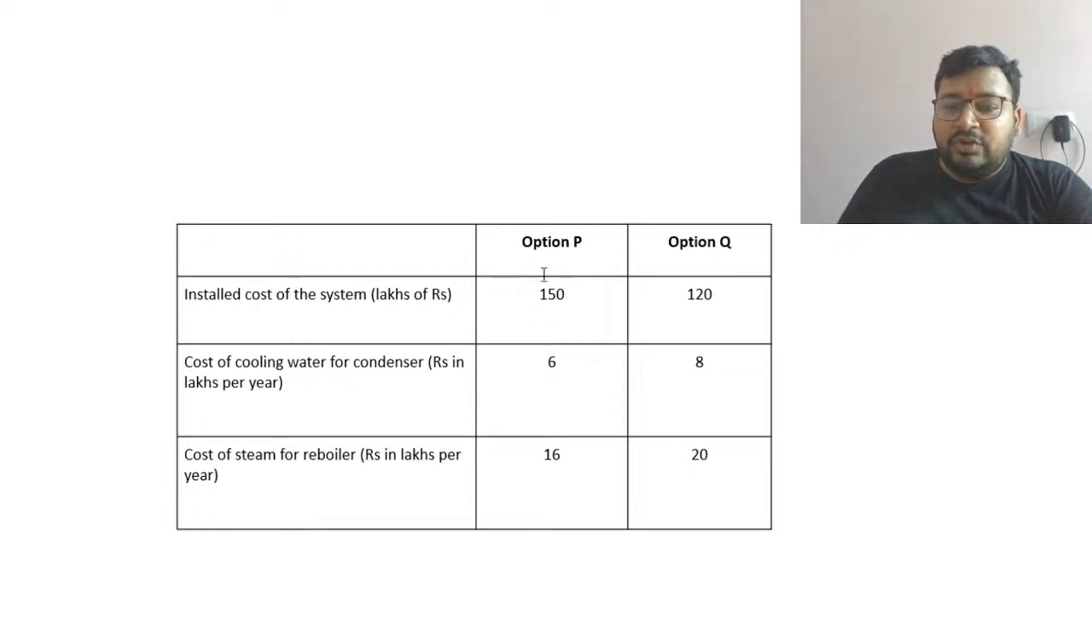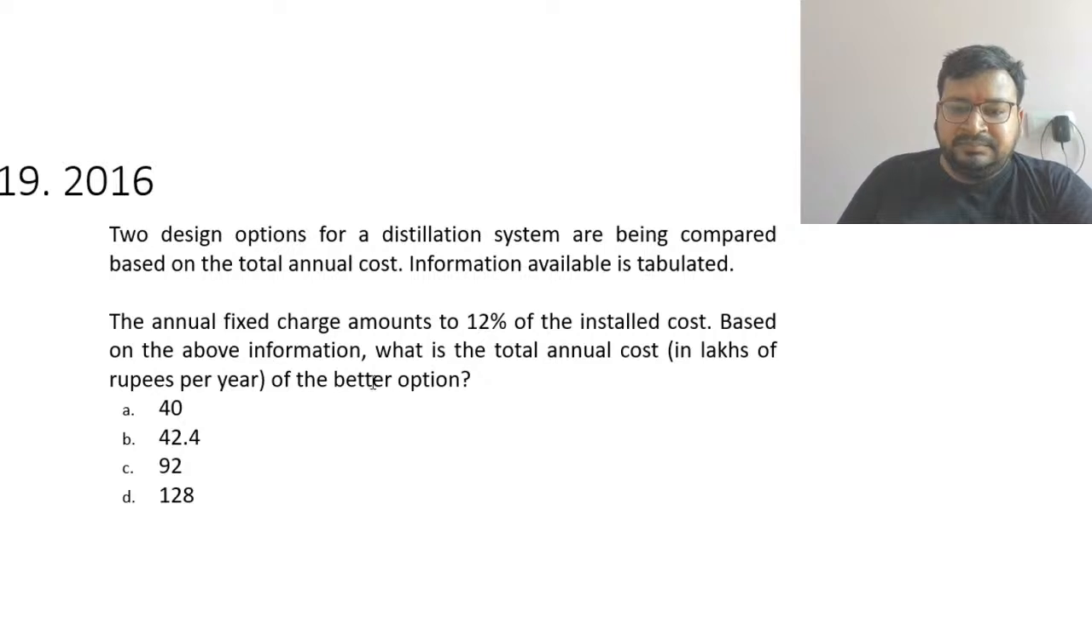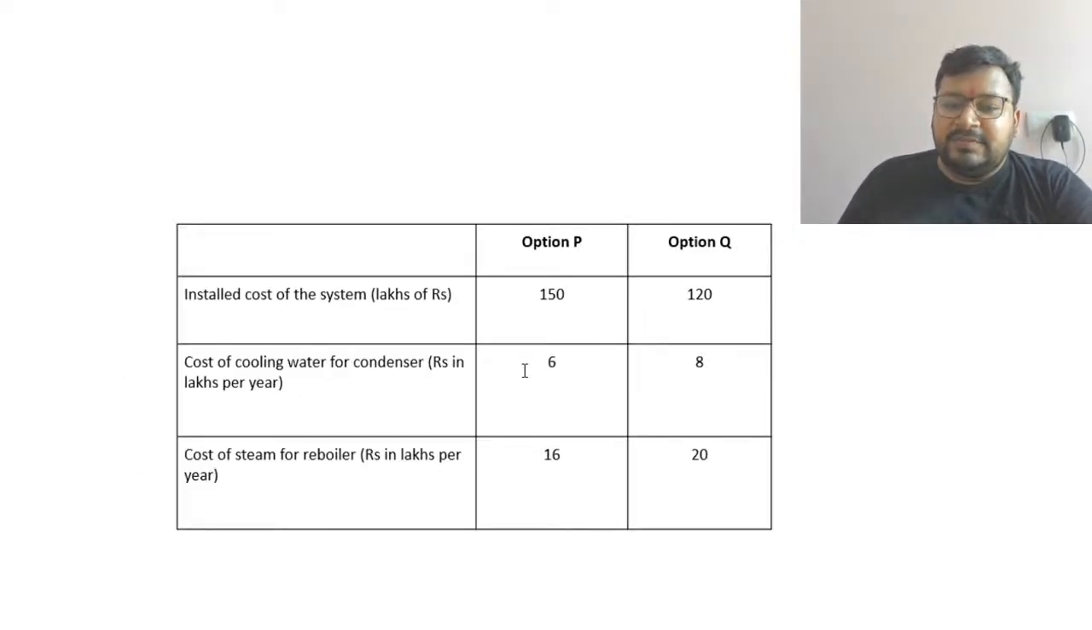So that is the installed cost, guys, but this is the total. We will not cover it fully in the first year. We cover only a part of it in the first year, and that part is 12%. 12% of the installed cost is the fixed charge. Cost of the cooling water is a running charge. Cost of the steam for the reboiler is also a running charge. So these two are the running charge or the operating cost, but this one is the fixed cost.